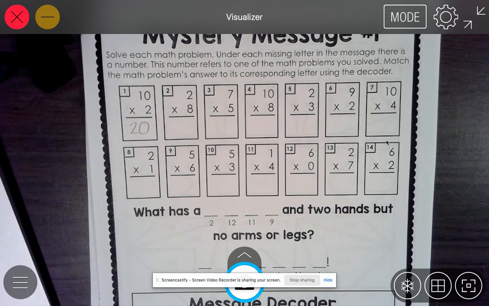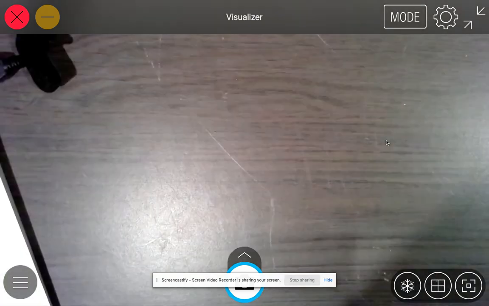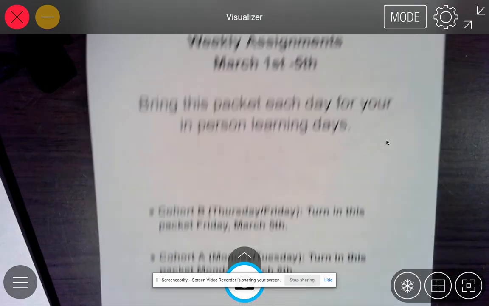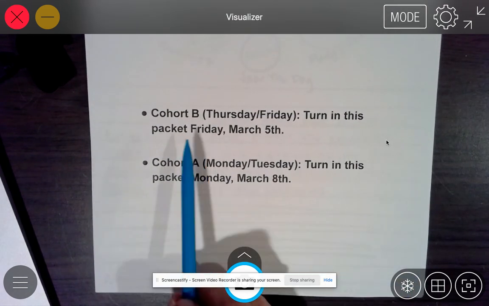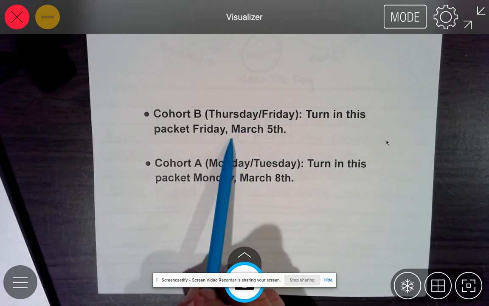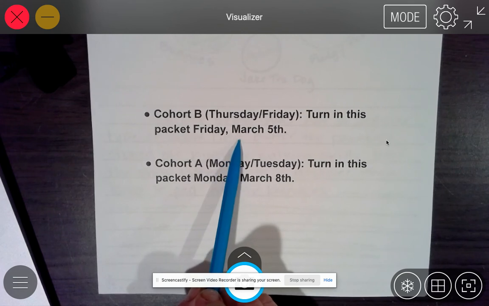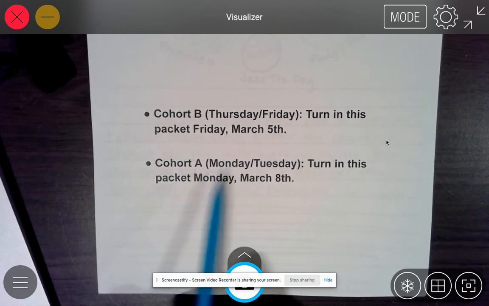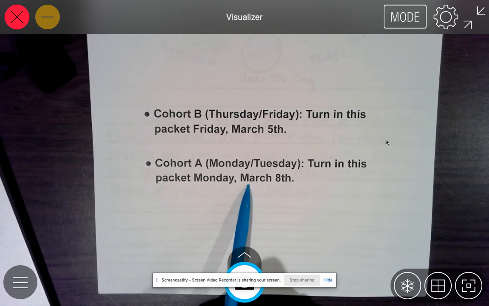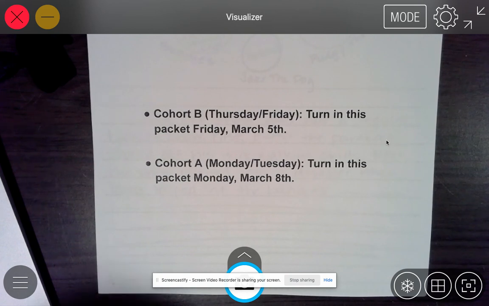Boys and girls, it's very important that this is turned in on time and that it's completed correctly. Remember, cohort B, which is Thursday and Friday, you turn this entire packet in on Friday. So before you leave school, you're going to turn this in. Cohort A, you're going to bring it to us and turn it in on Monday. All three teachers have not been getting these turned in by everyone. It's very, very important that you get these turned in so we can see your work and evaluate it and answer any questions that you may have.